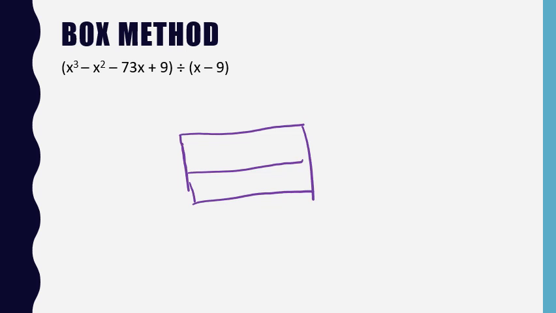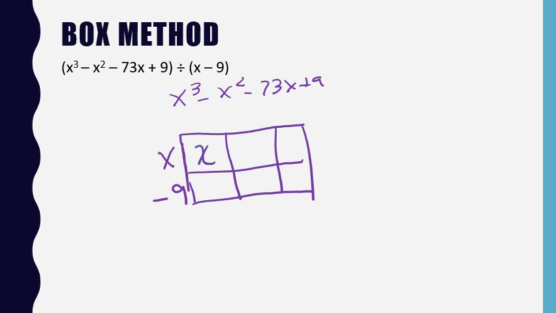All right, so this is a cube, so I'm going to have 2 by 3. My x minus 9 is going to go here, and I'm looking for this up here. So I'm just going to write x cubed minus x squared minus 73x plus 9 up here to remind us that's what we're looking for. So if you think back to the box method, our final answer, what we got when we multiplied, was in here. So I'm going to put this x cubed right in this box.